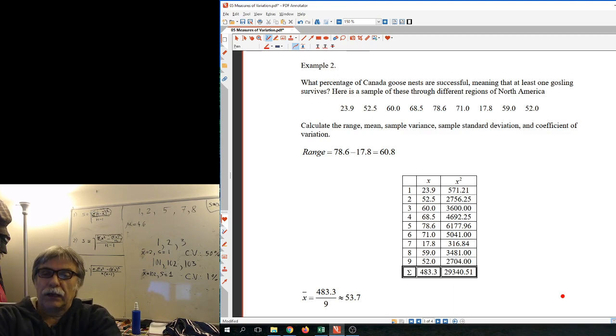So what we have here is a big difference from region to region. In one region we have 23.9% nests successful. That's less than 1/4. That's really bad. There's probably lots of people there. And in one region you have 52.5% nests are successful. That's good. Then 60% of the nests successful, 68.5%, 78.6%, that's more than 3/4, that's good. 71%, and on you go. 17.8%, that's really bad. 59%, 52%, okay?